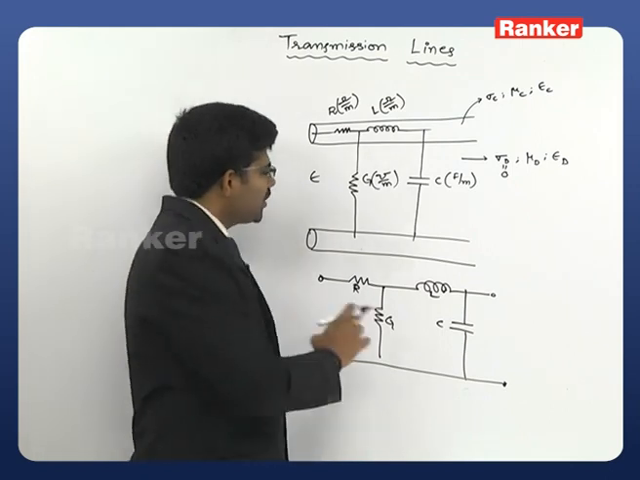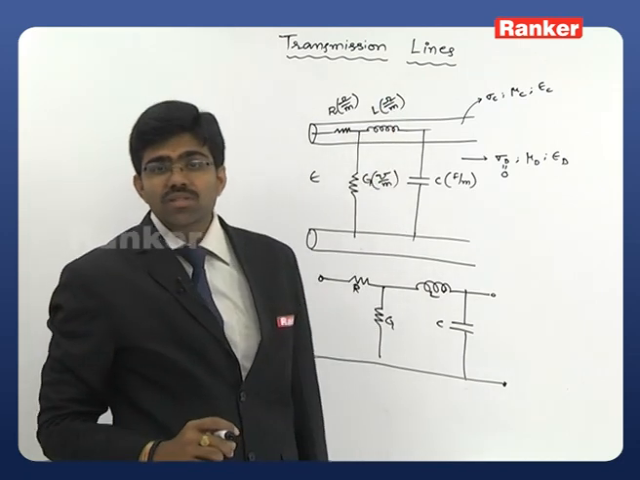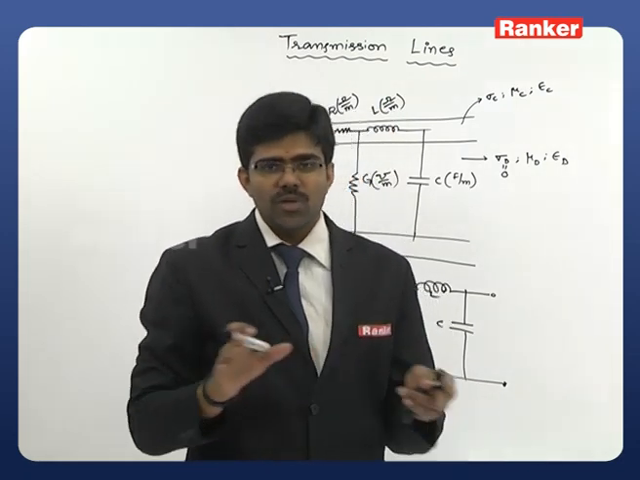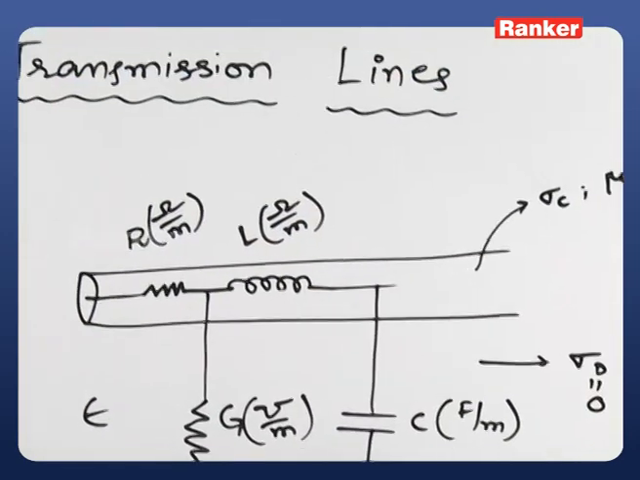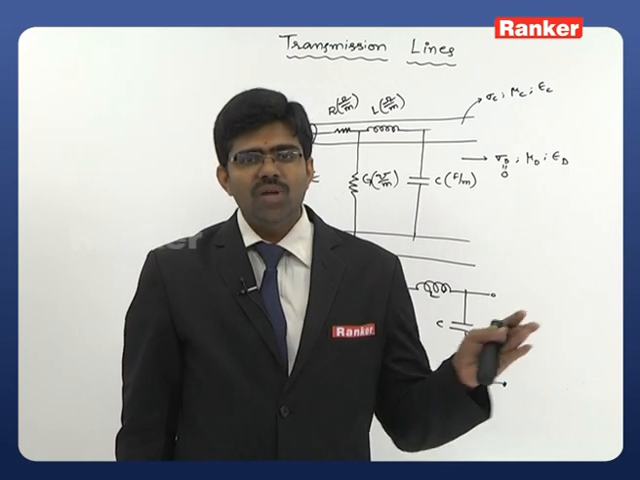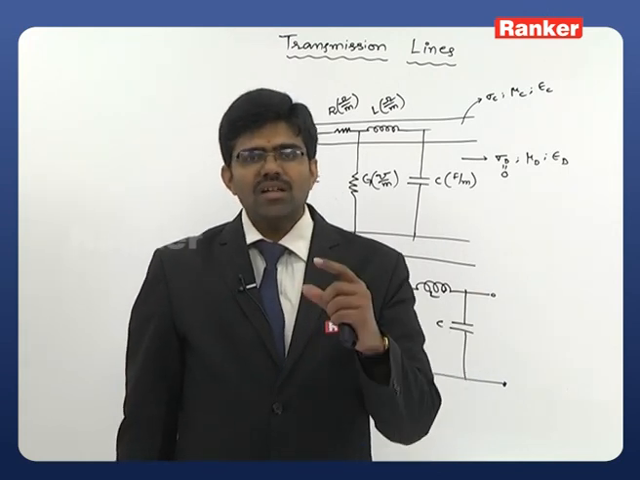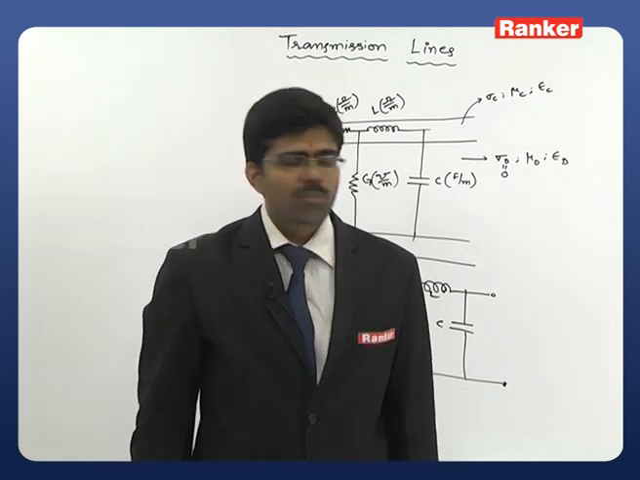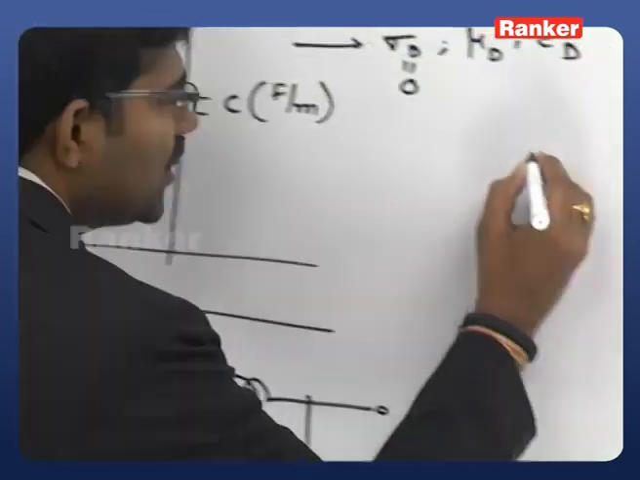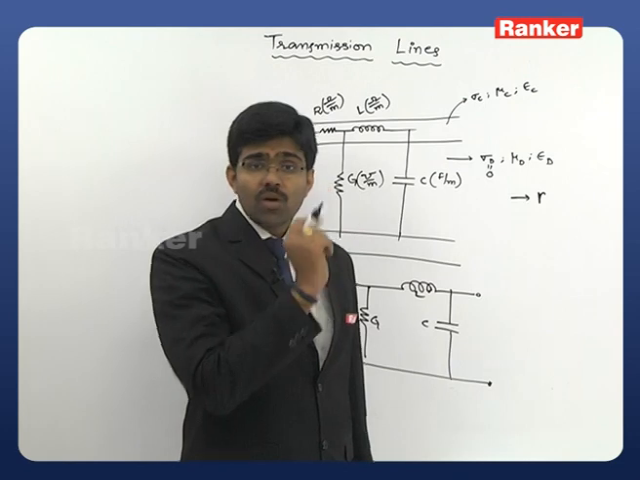So, these four, that is R, L, G, C, are called primary constants. Using these primary constants, we will go for the wave equations, and then we will go for the secondary constants. Those secondary constants are most useful for analyzing how the wave is transmitting in the transmission line. That's why they are called secondary constants. Here we have two secondary constants. One is called the propagation constant, represented with gamma. We already went through this gamma in our wave propagation; there also we have a propagation constant.